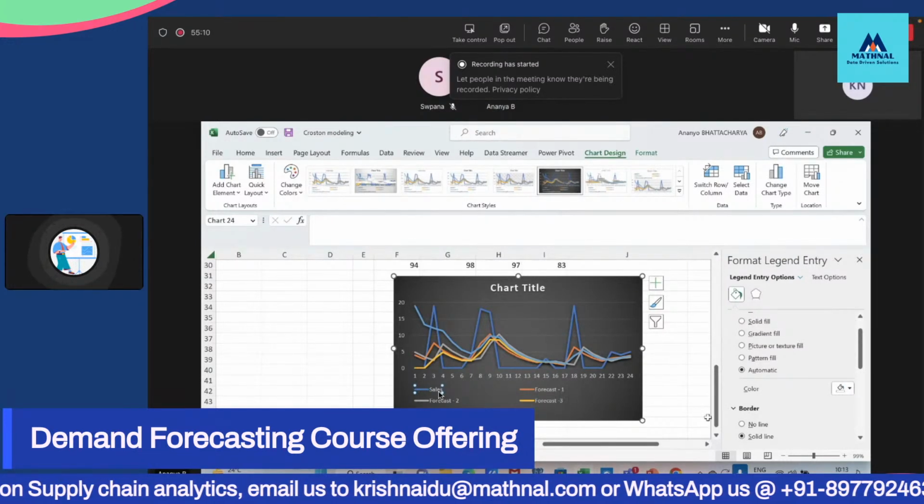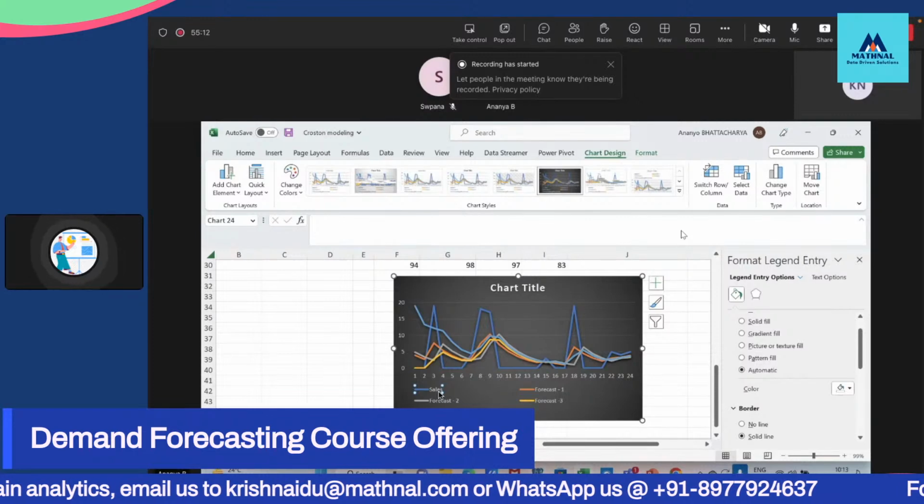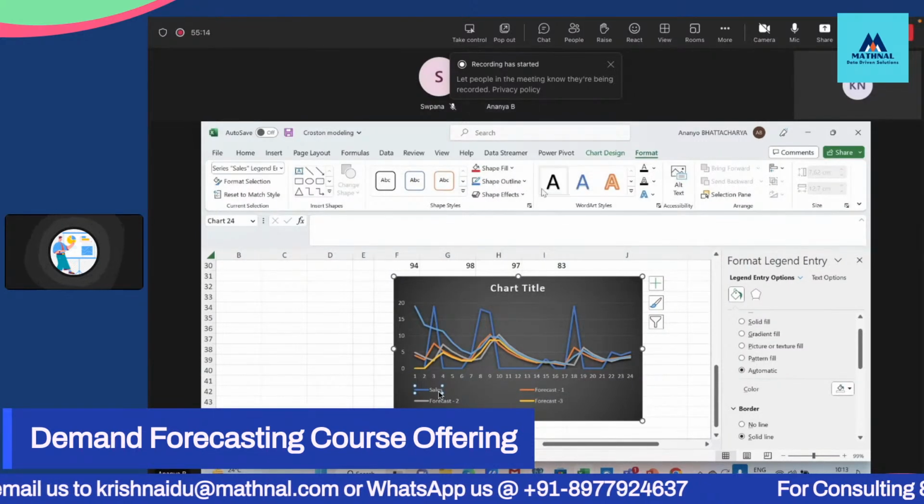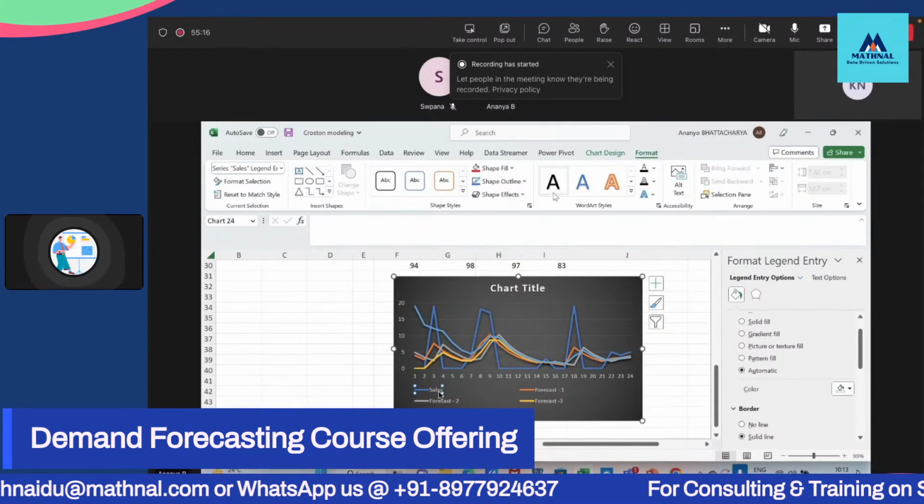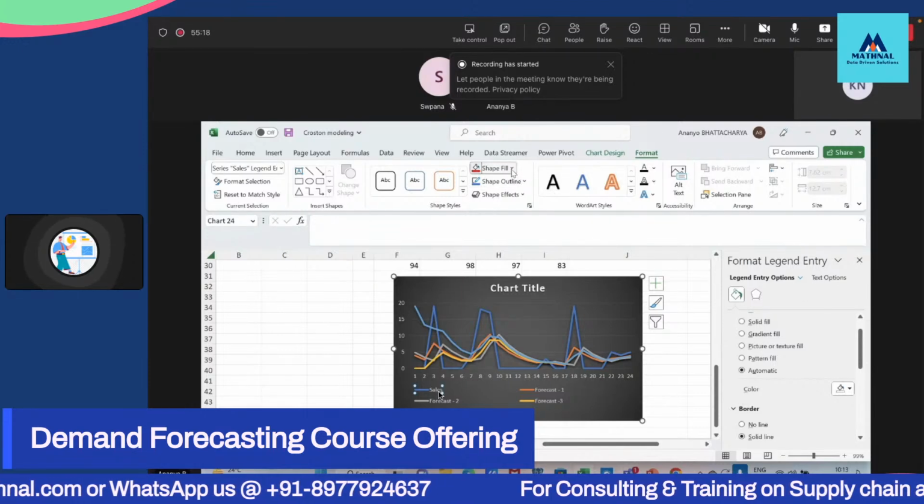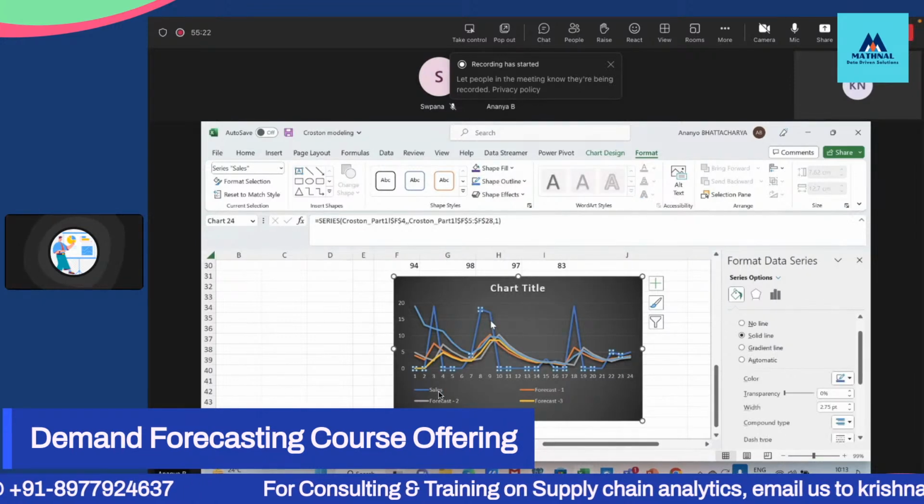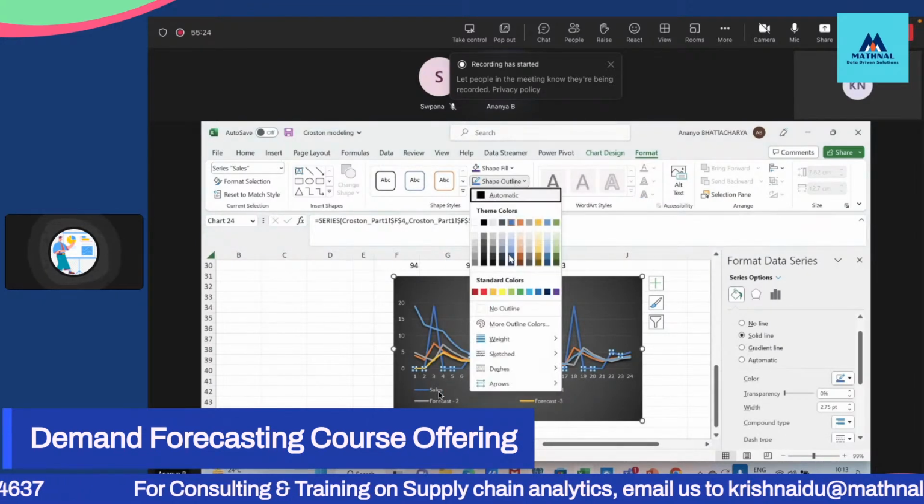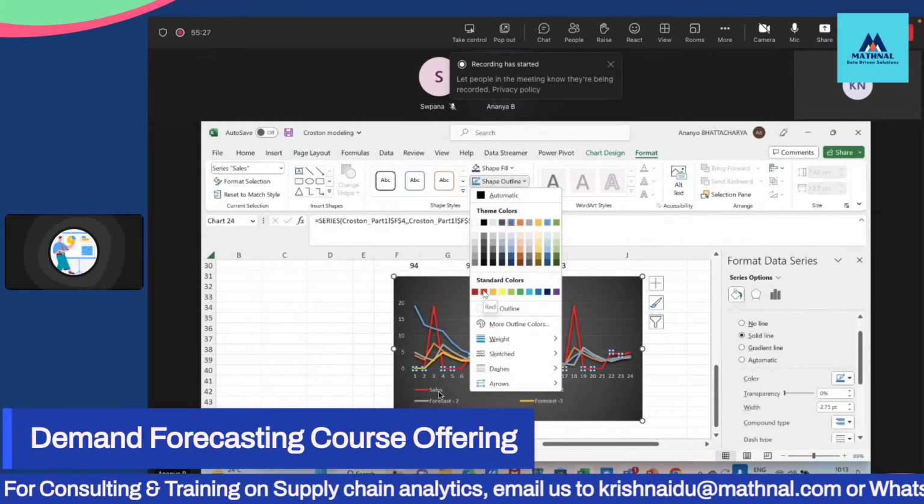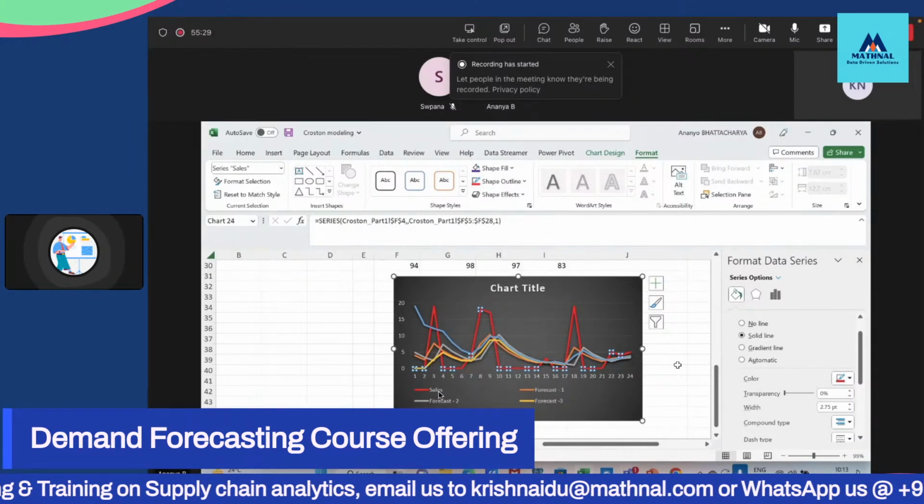Other way, go to format on the top then. Okay, format on top, and go to shape fill, red or anything. It should change, I think. Okay, let's now take this red. Well, I think now it's changed. I think it's working.